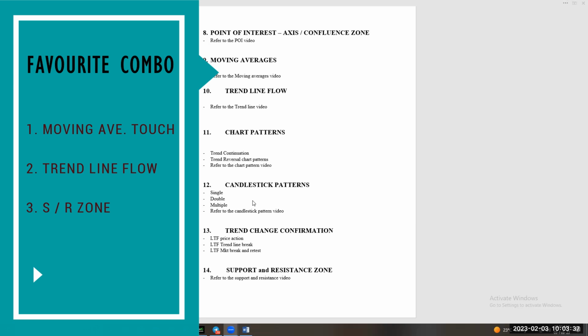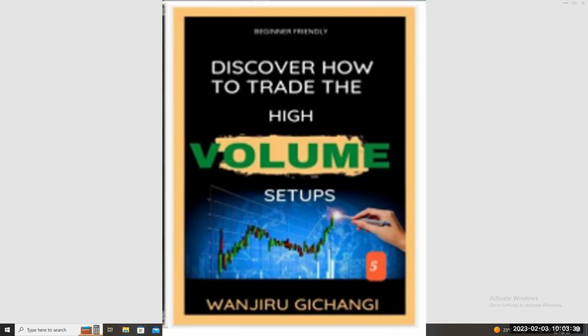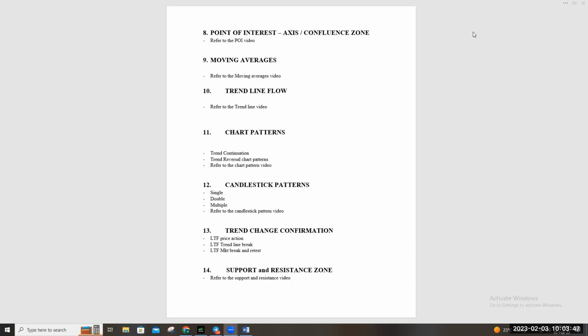Note, to learn more on this, you can get a copy of the ebook 5. It talks deeply on these kinds of qualities, and you can choose whichever trade qualities that you'd want.